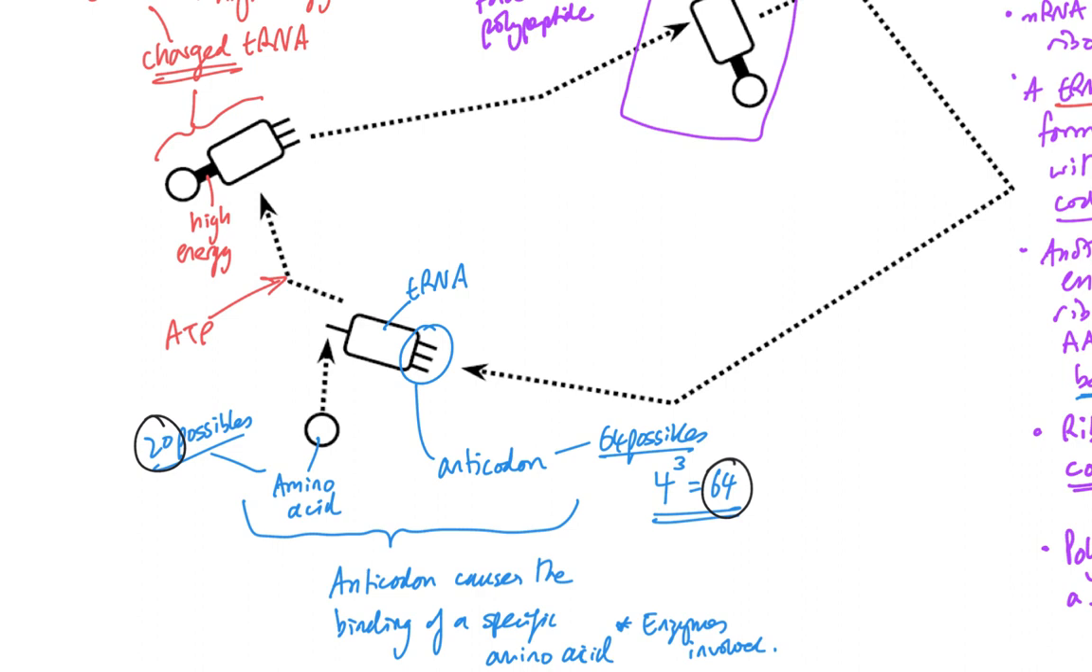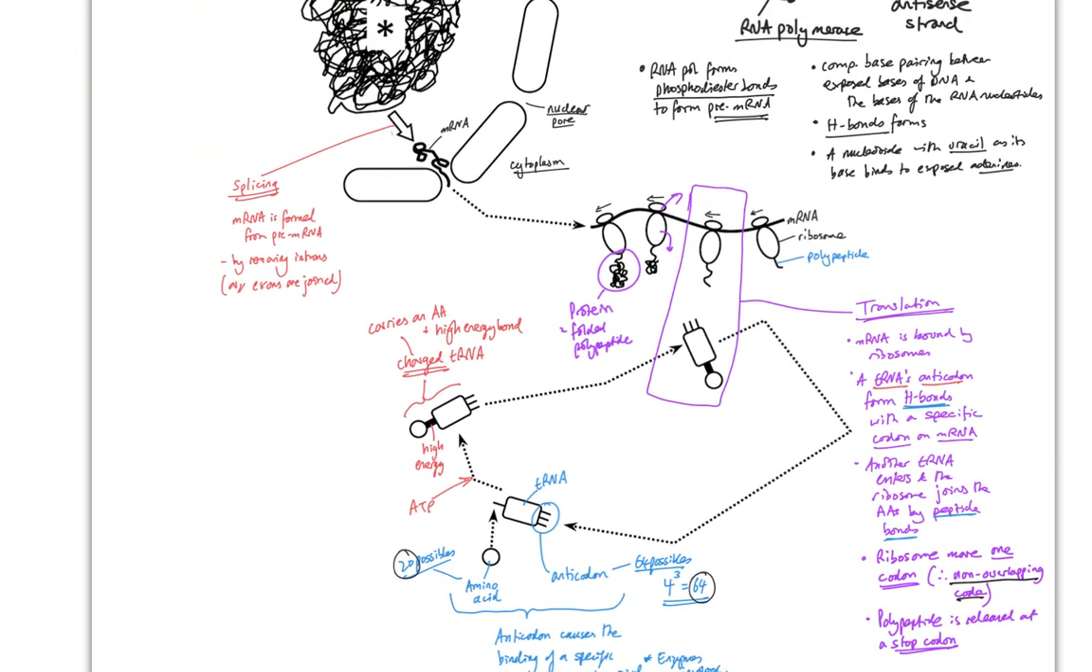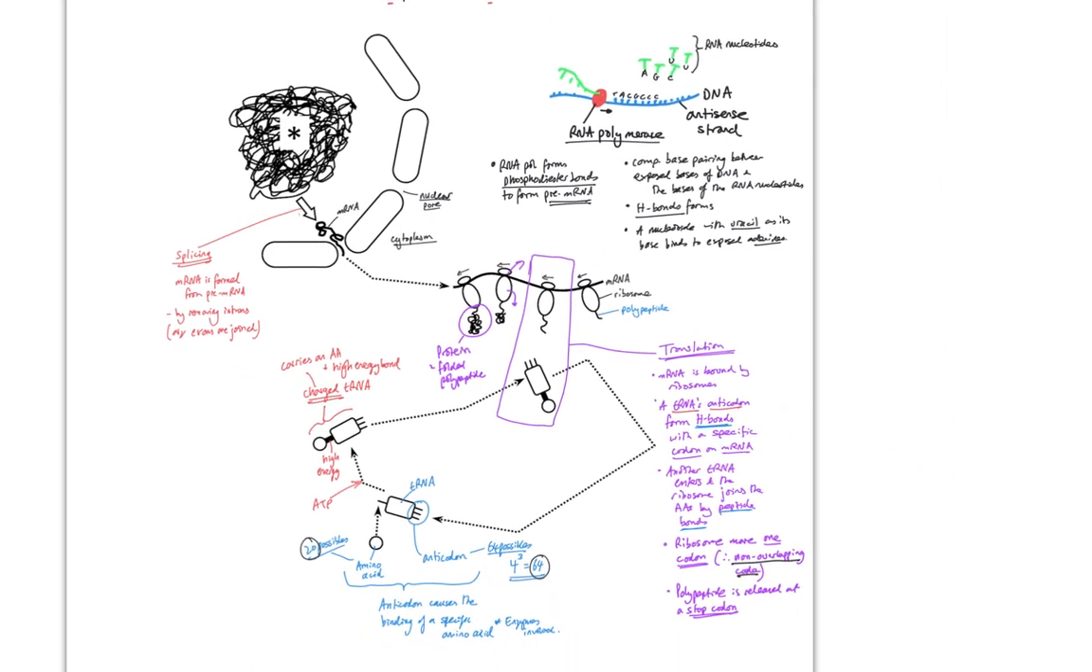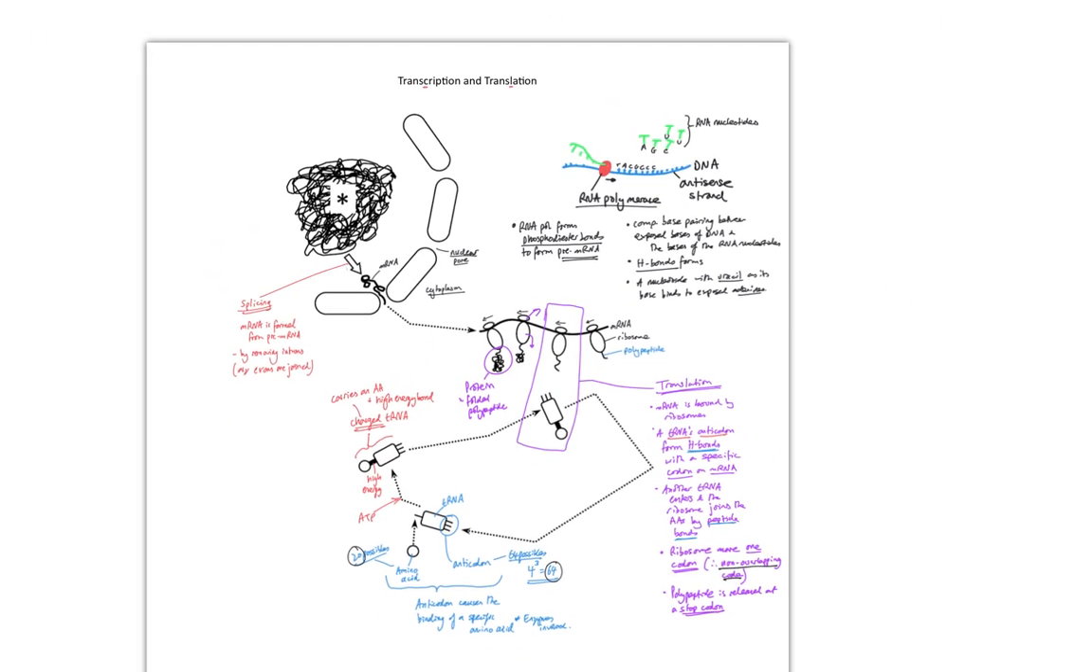So that's degenerate, and then the final bit of the code is that it's universal, and that just means that I can take a gene out of here, I can pop it into another eukaryotic cell, and that cell will still make the same protein. So all life uses the same codon system. AUG in the mRNA, AUG anticodon always codes for the amino acid methionine in the whole of life, apart from some really primitive bacteria. So hopefully that makes sense.